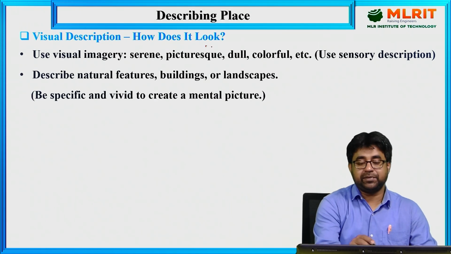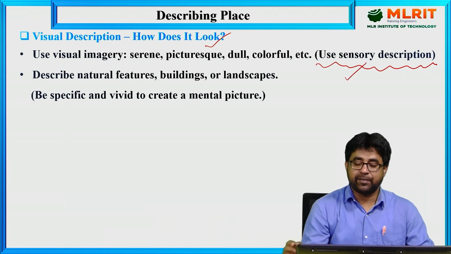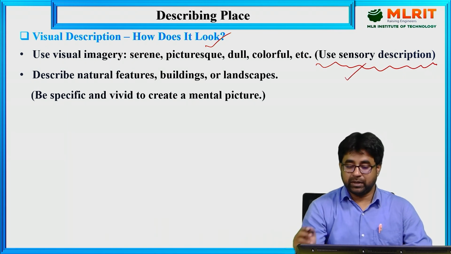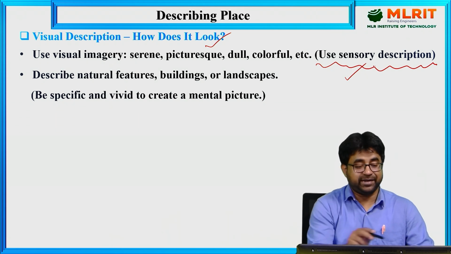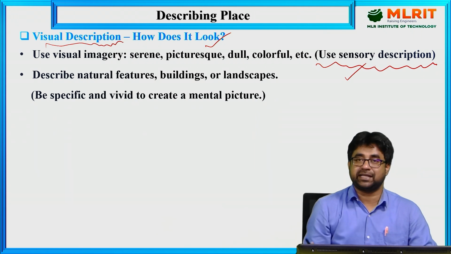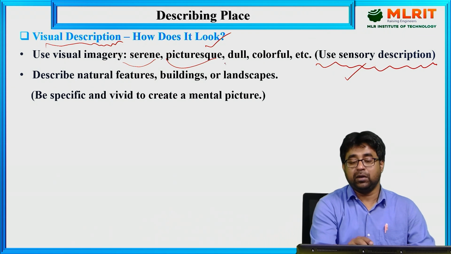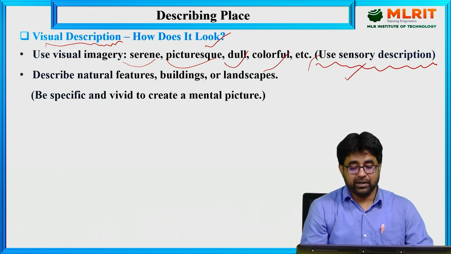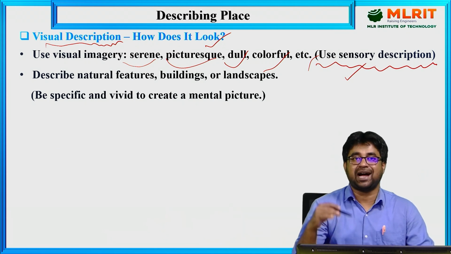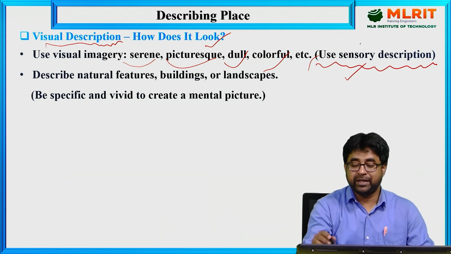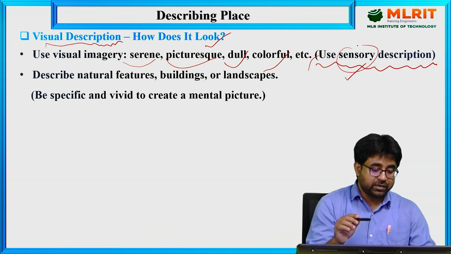Then visual description, how does it look? Now here, this is very important, sensory description. While describing a place, it is very important to include sensory description. You can include sensory description when you are dealing with visual description of the place. How does the place look? Whether it is a serene place, whether it is picturesque, dull, colorful, etc. Right? So the moment you include these adjectives in the description, what happens? The reader starts visualizing the place. The readers start using their sense of vision. So that's why it's very important.